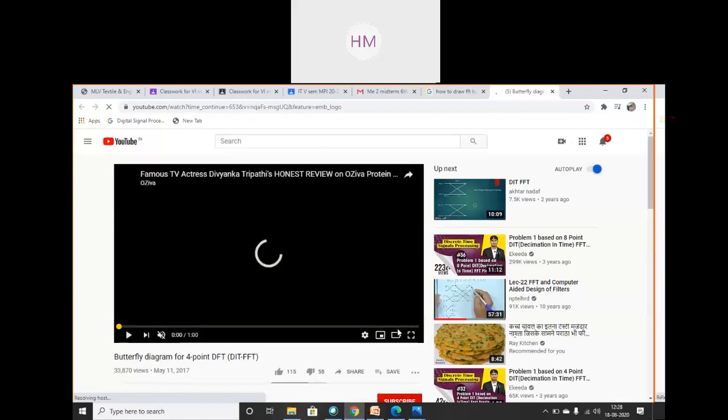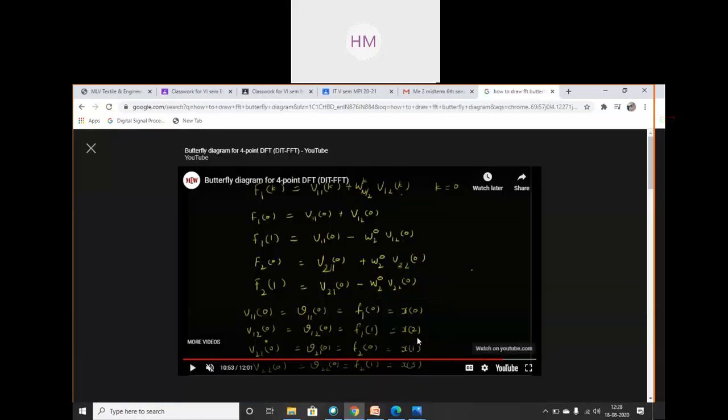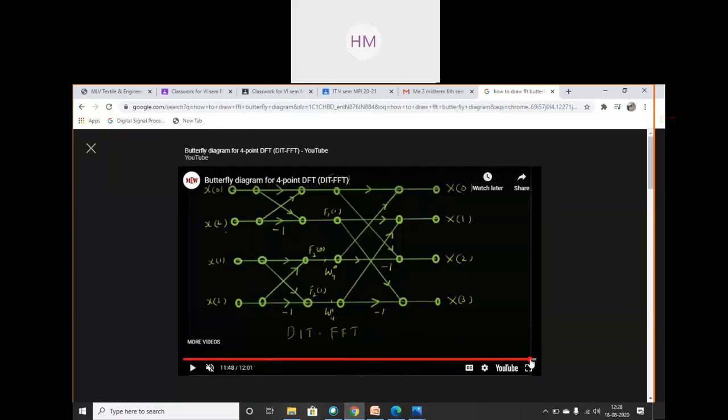So now we will start with my presentation again. Here it was very easy to understand this. That's why I showed you this diagram, how you have to draw. So this is my final diagram, DIT FFT. Now we will solve one numerical. So write down my first numerical and then I will show you.